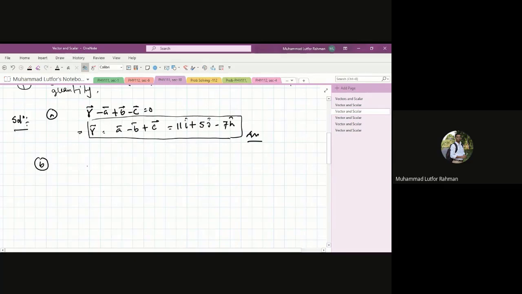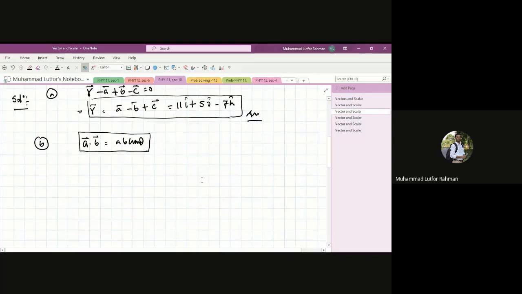Second question, they asked me to find the angle between the vector A and B. I'll write down A·B = AB cos theta, right? And remember, this is the most reliable formula to find the angle between two vectors. Any vectors, in 2D, 3D, or more than 3 dimensions, you can use this inner product, dot product, or scalar product to find the angle between them. This is a very powerful formula.